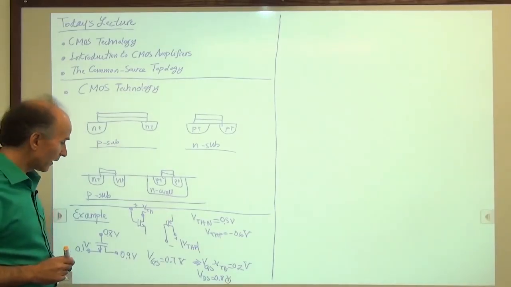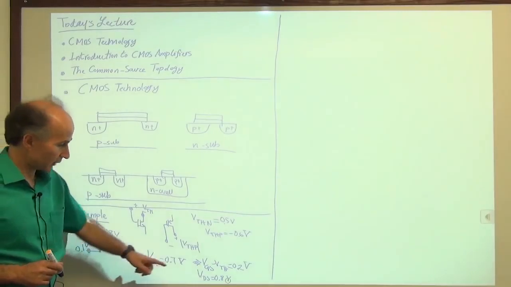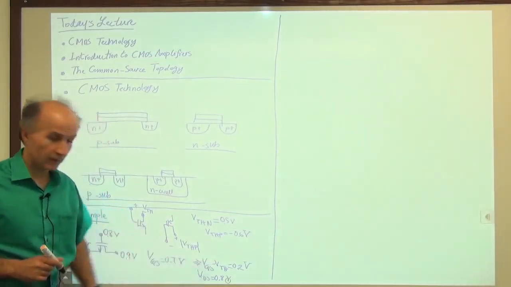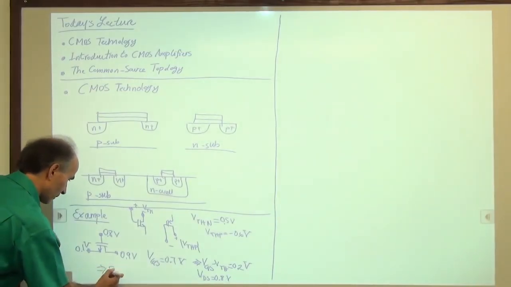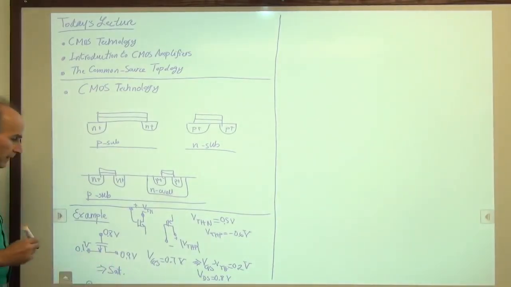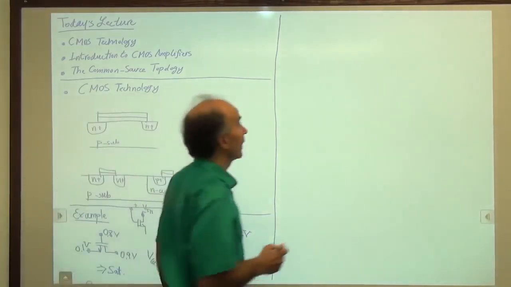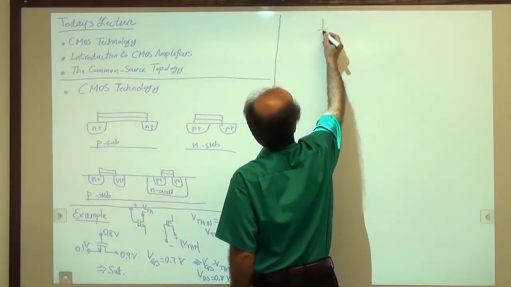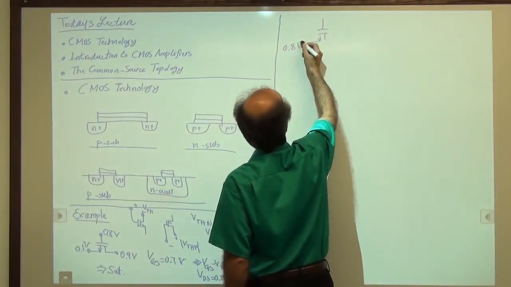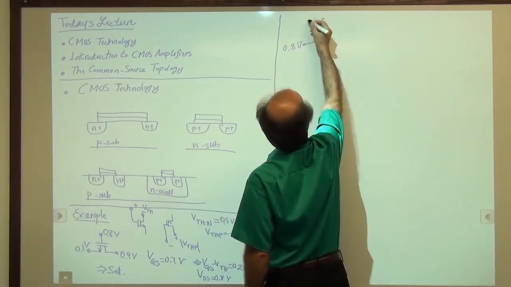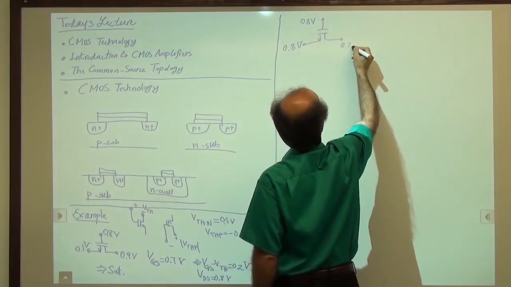The device is on because VGS is greater than the threshold, and the device is in saturation because VDS is greater than VGS minus VTH. So we say this device is in saturation, no problem, we move on. Let's look at another circuit where I did this. I have 0.8 volts here, 0.8 volts here, and 0.2 volts here.